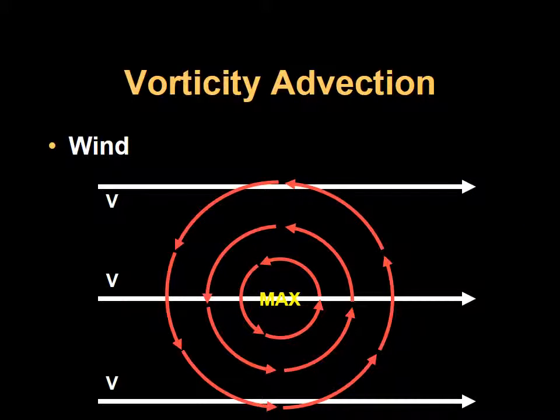And then let's say that we have wind that is blowing through this gradient. The wind is going from the west to the east, just to make it really simple. What we're going to do is look at 3 locations.